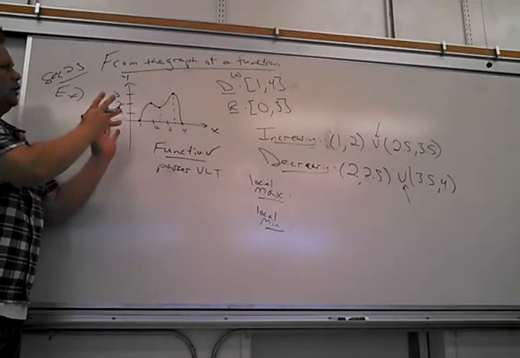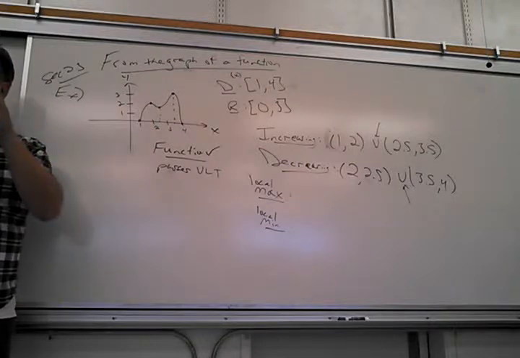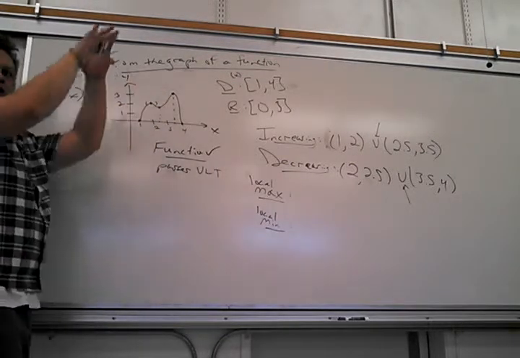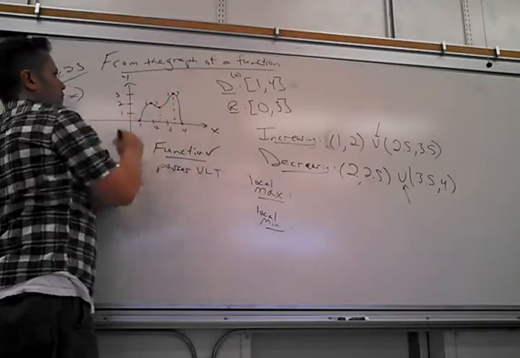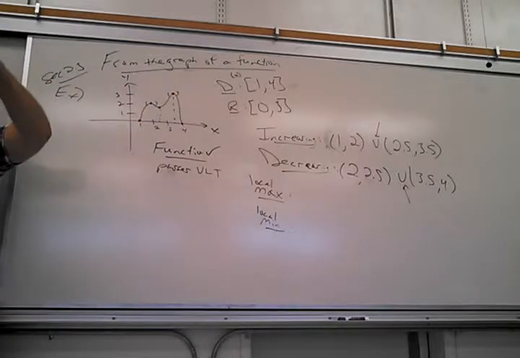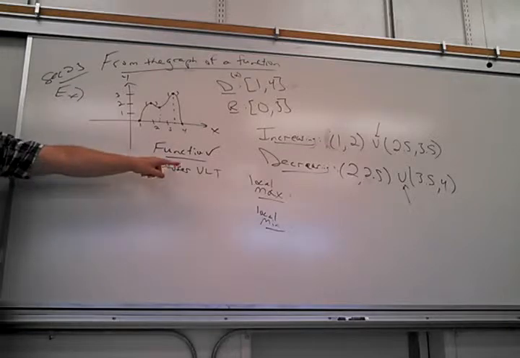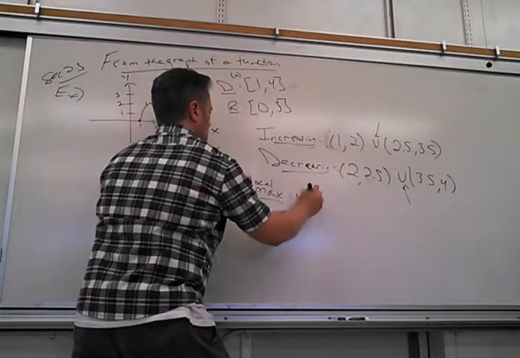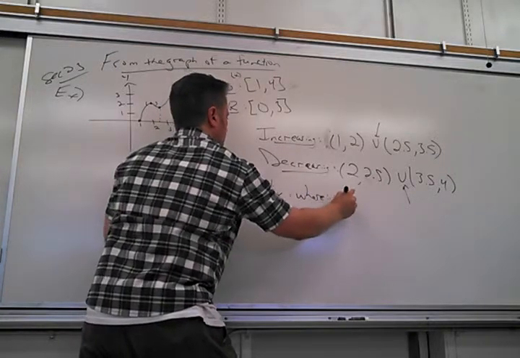So, how many local maximums are there? 2. There's this one here, so things around it are lower than it is. And this one here. Things around it are lower than it. Those are 2 local maxes. So what are the local maxes? Where are the local maxes? Let me ask you like that. Where are they? 1.5, 2.